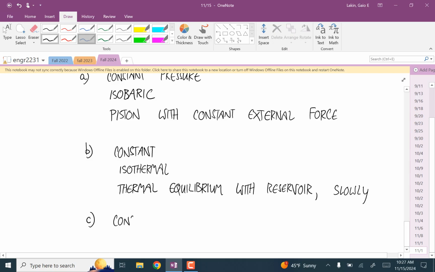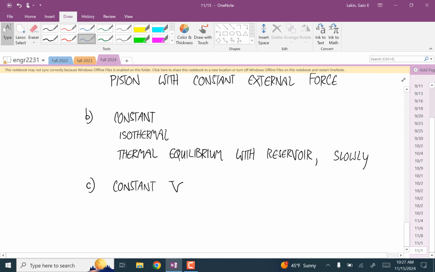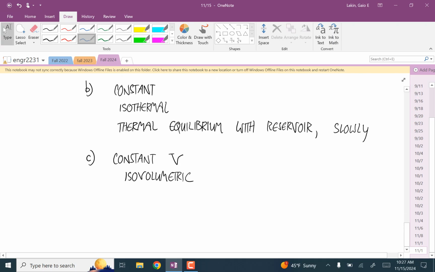Okay, constant V. Let's say extensive volume. I guess that's isometric? Isovolumetric. And the way to do it, anything has a constant volume if the process happens in a fixed tank or any kind of fixed container. One important thing about this is the work of expansion is 0.